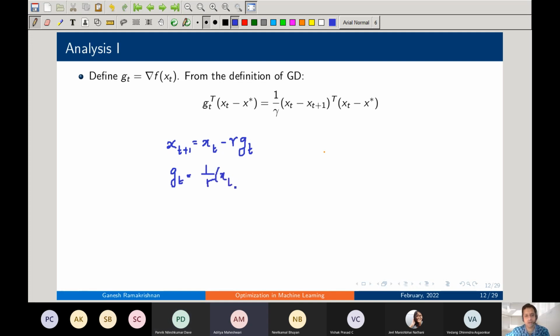I just want to make sure all of you are attentive and awake. This is a very simple transformation. gt is 1 upon gamma times (xt minus xt plus 1). That's all. We've just plugged that in here. Now transpose both sides and multiply by xt minus x star. That's simple. So this part is the same. We'll get familiar with some such algebraic manipulation, which becomes quite key to derivations.